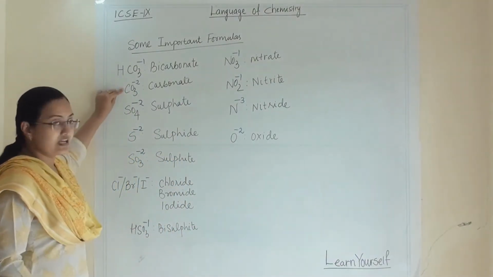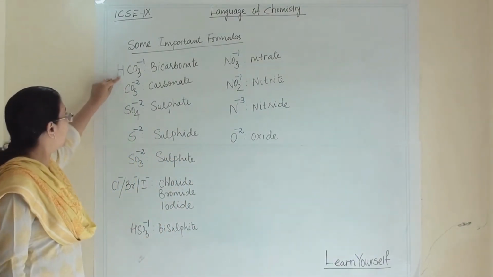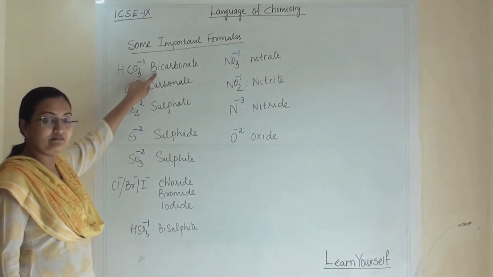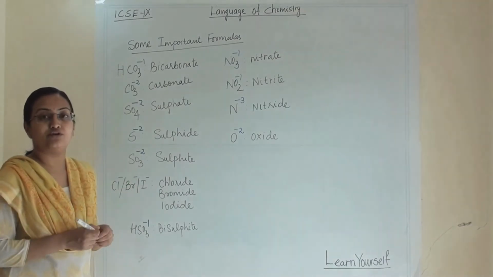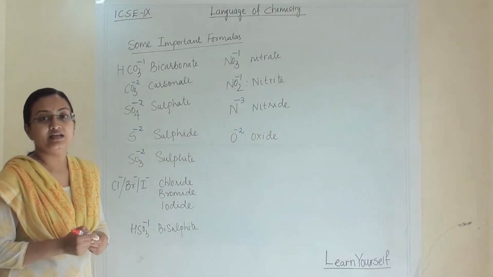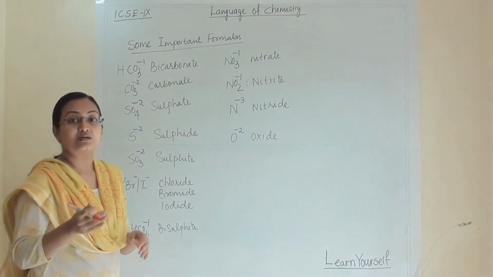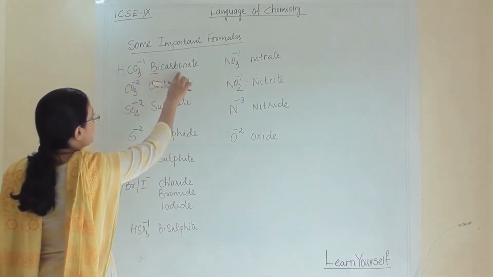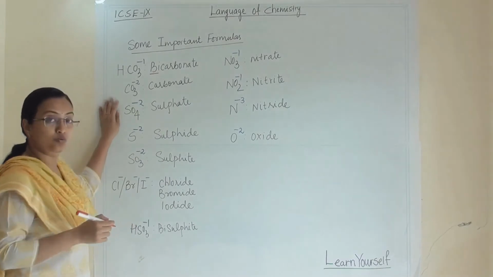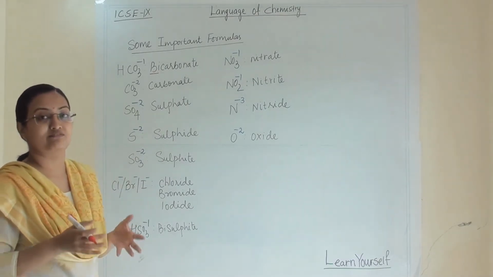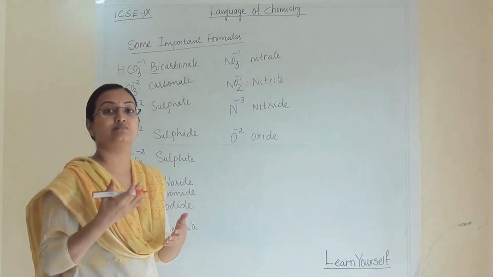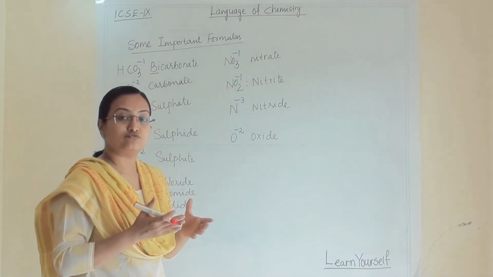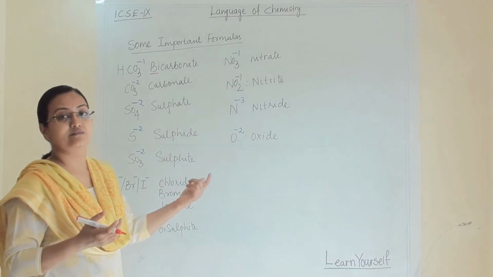First is carbonate. If you add H to it, it will be bicarbonate. Wherever H comes in front of the negative ion, you have to write the prefix bi. And along with this, you have to remember their valencies, because when you are writing the molecular formula via the crisscross method, we have to cross multiply it with the positive ion.